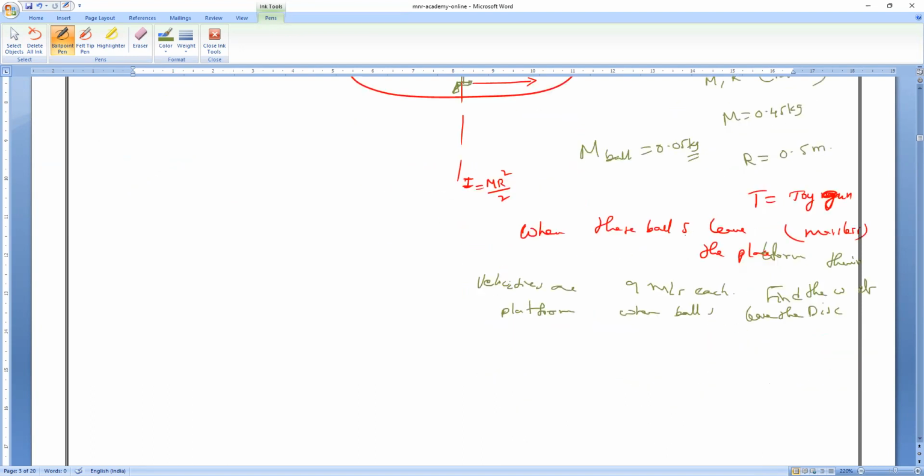Okay, so the options: Option A, 4 radians per second. Option B, 6 radians per second. Option C, 8 radians per second.